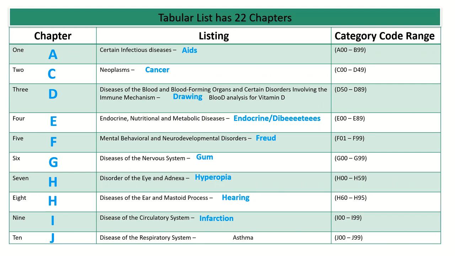Chapter 10 begins with the letter J. J00 through J99 is the code series. J houses the diseases for the respiratory system, and doing jumping jacks can cause you to have an asthma attack. An asthma attack is a disease of the respiratory system.